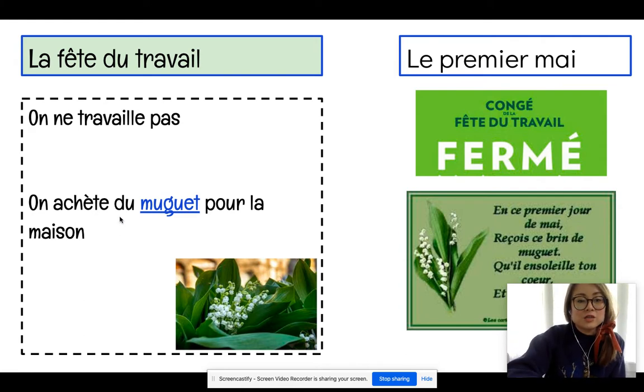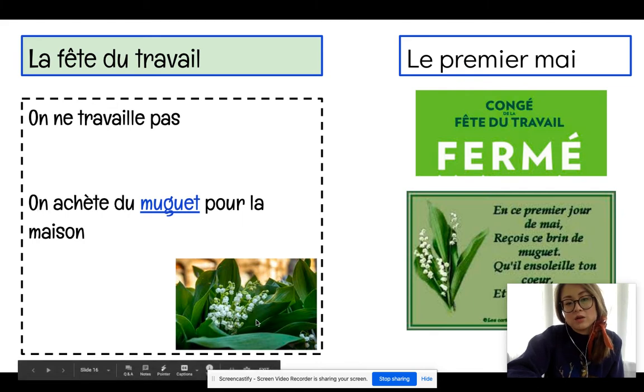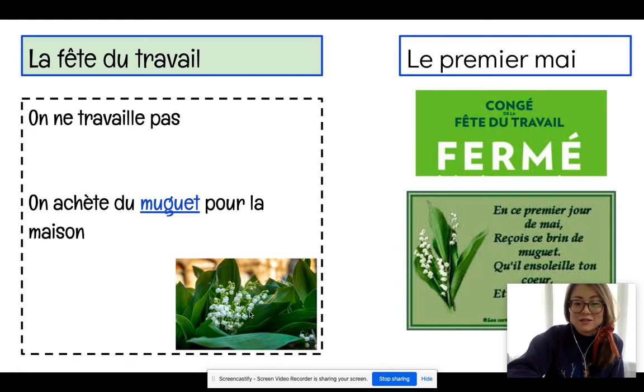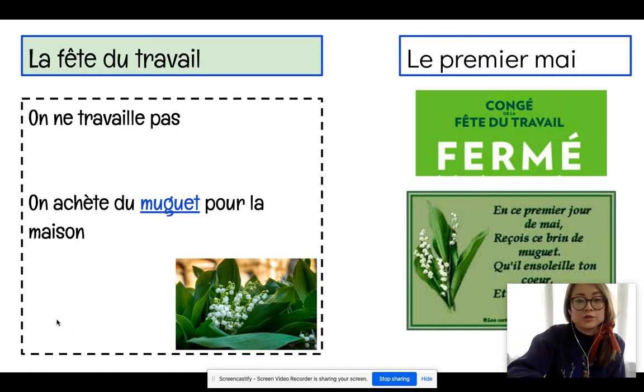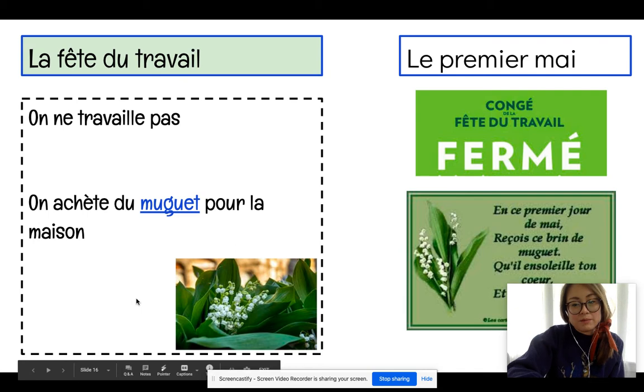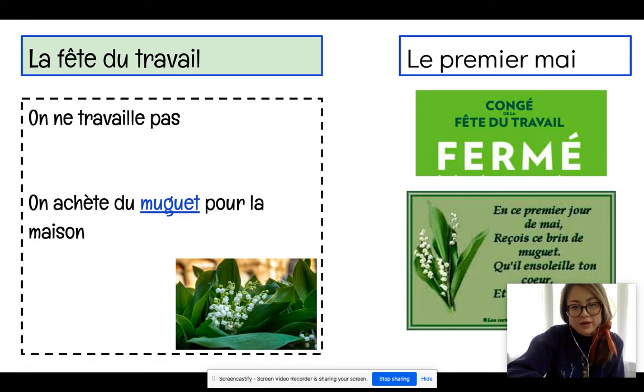Et on achète du muguet pour la maison. Et le muguet, c'est une fleur. Do you guys know what kind of flower this is in English? It is called lily of the valley. So, une tradition importante en France, c'est pour le 1er mai, on achète du muguet pour la maison. Et c'est un symbole pour la fête du travail. Donc, les magasins, les écoles, les banques, tout ça sont fermés le 1er mai.